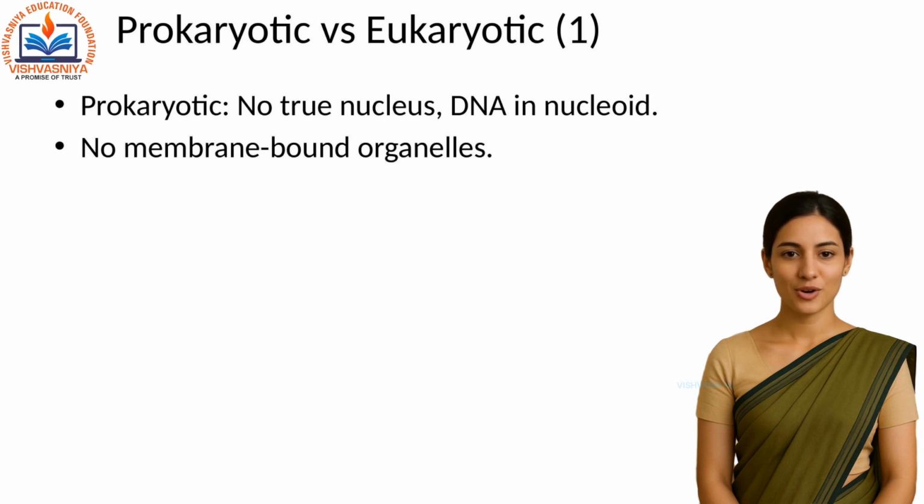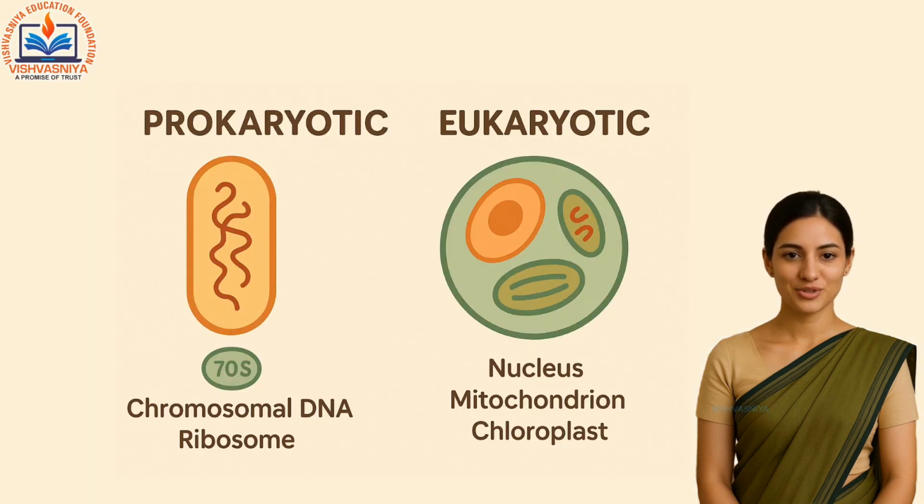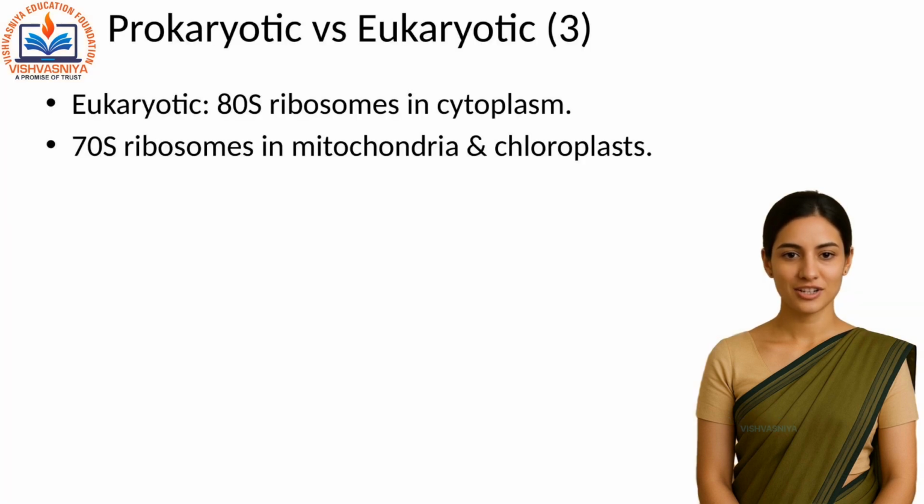Finally, before we close part 1, let's compare prokaryotes and eukaryotes. Prokaryotes like bacteria have no true nucleus, no membrane-bound organelles, and have 70S ribosomes. Eukaryotes like plant and animal cells have a true nucleus, organelles like mitochondria and chloroplasts, and 80S ribosomes.